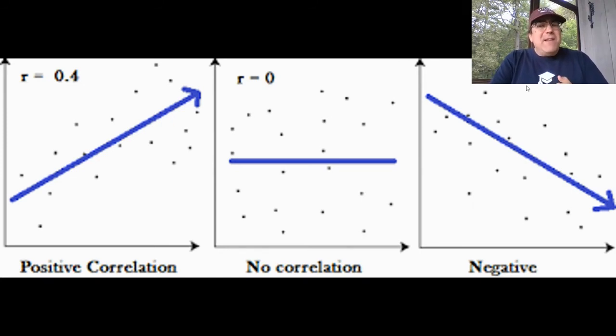The 0.4 doesn't have anything to do with the slope, and sometimes people get confused by that. The positive and negative tell you if the slope is positive or negative, but the 0.4 has nothing to do with the slope. It has to do with how close the data matches the line of best fit.